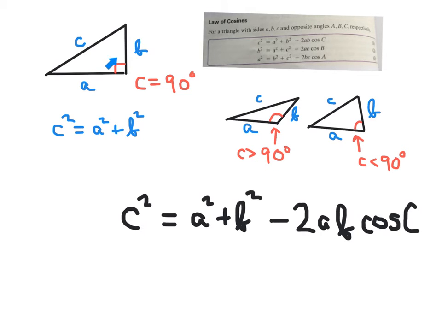Right? So if you're up here and you open this angle up by swinging this over here, then c is going to get longer. And that's showing right here. This is the correction term, the lengthening. This is negative, so we're adding something to a squared plus b squared.